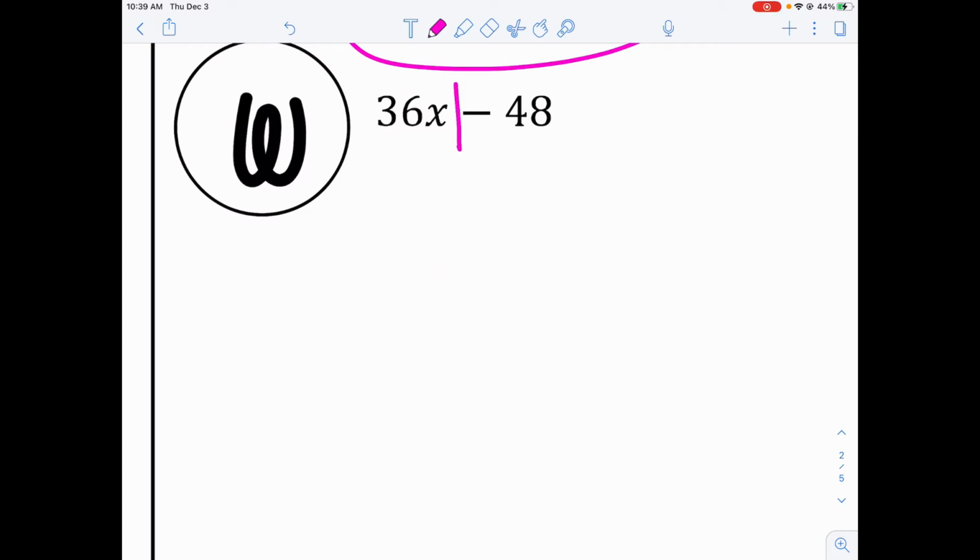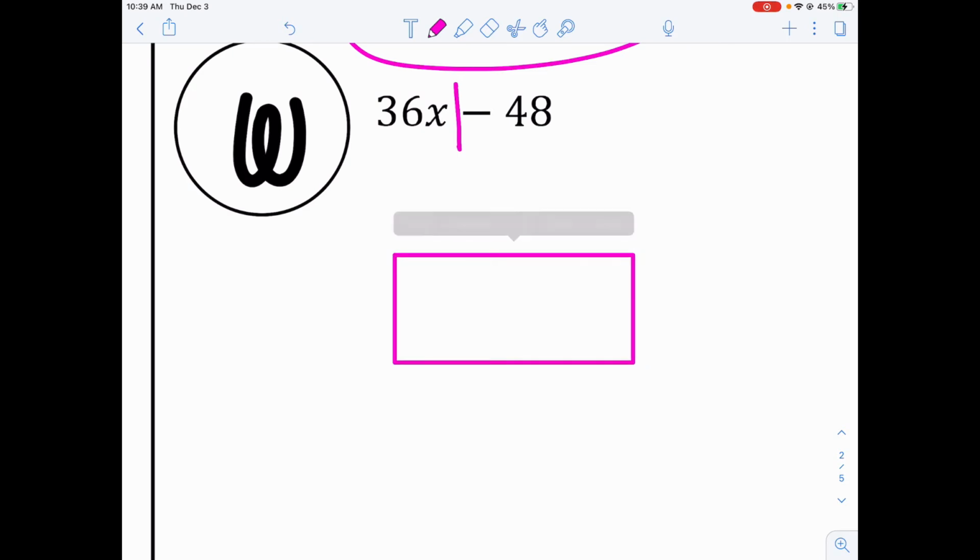Maybe. Not a box, but let's see if I can get a box this time. There we go. Okay, so 2 terms, 2 boxes.